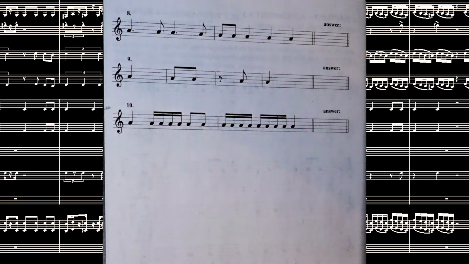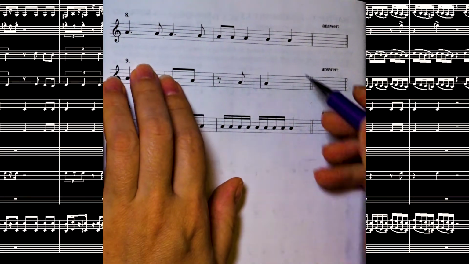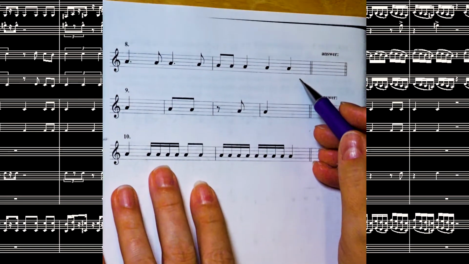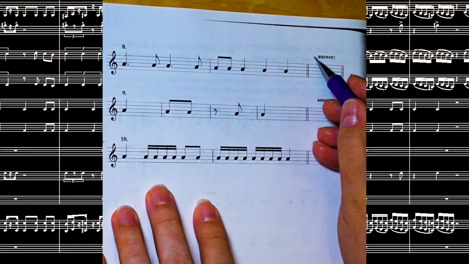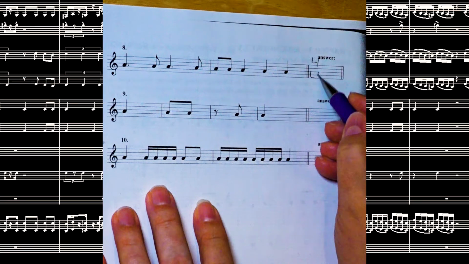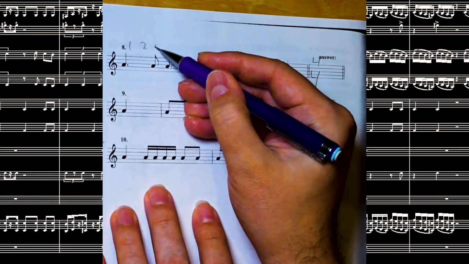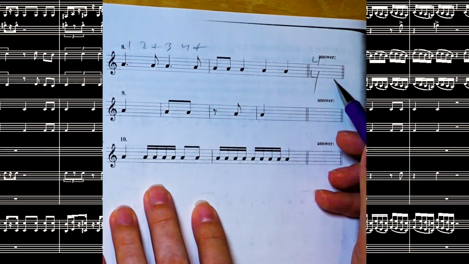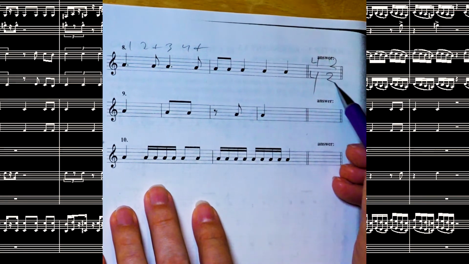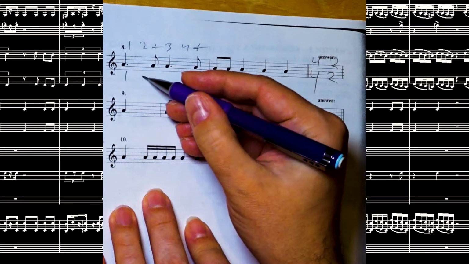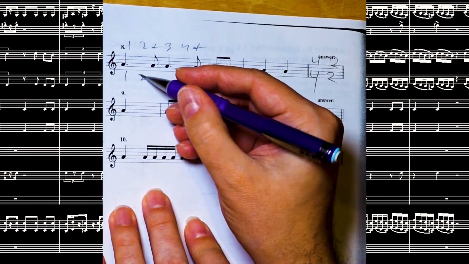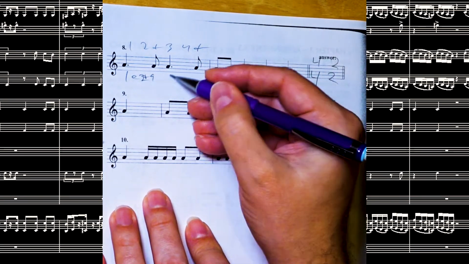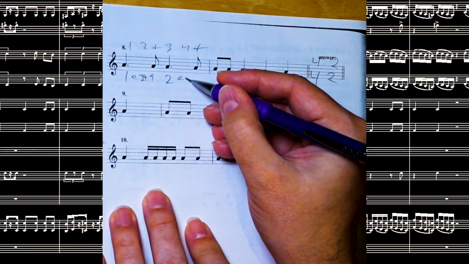All right, so what do you think about this one? Well, it could either be, let me write this down just a tad. It could either be 4, 4, 1, 2, and 3, 4, and, or it could be 2, 2. 1, 2, and.